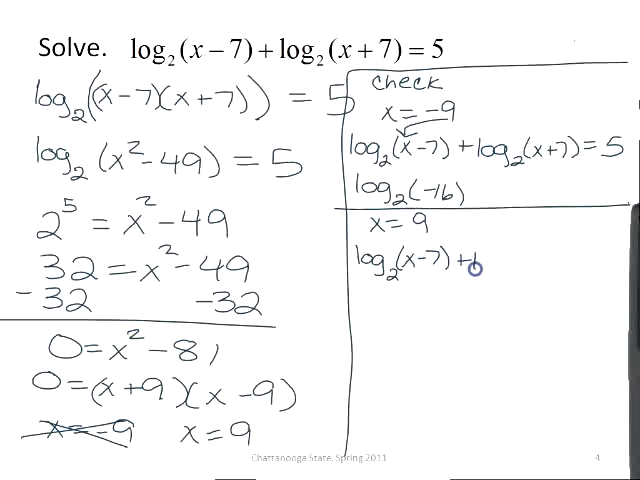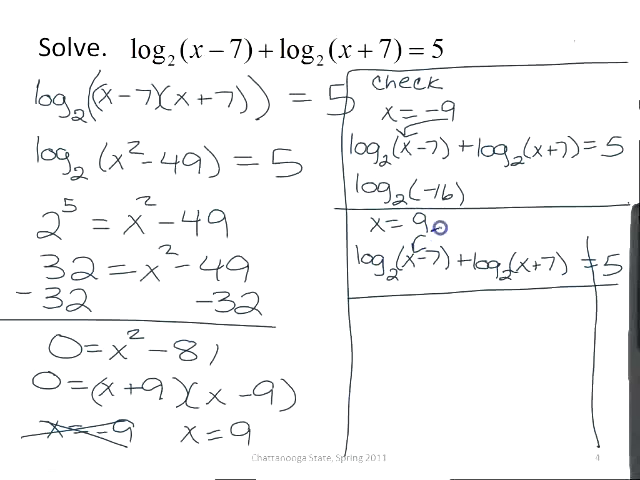So now let me check the positive 9. Log base 2 of x minus 7 plus log base 2 of x plus 7. I want to see if that's going to equal 5. So when I put the 9 in, I'll have log base 2 of 9 minus 7 is 2, plus log base 2 of 9 plus 7 is 16.